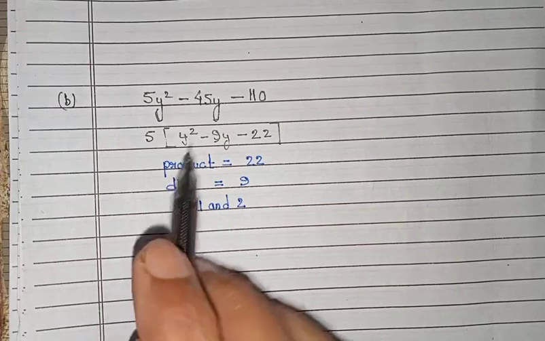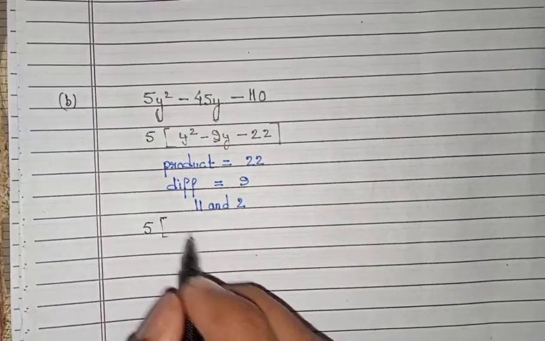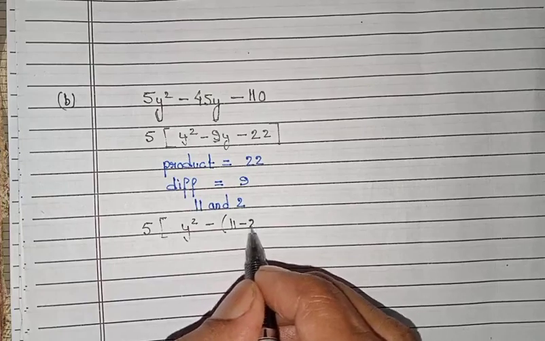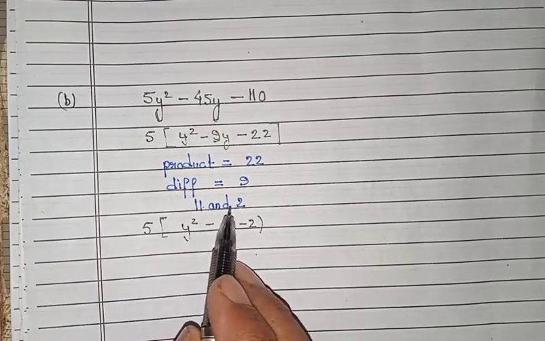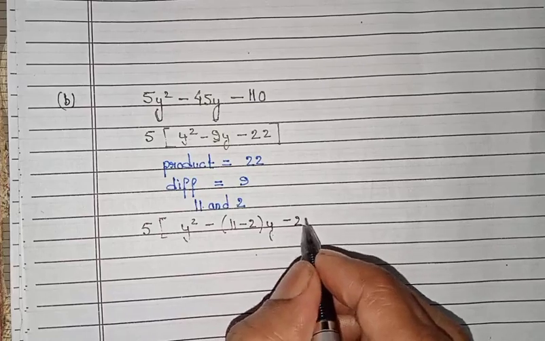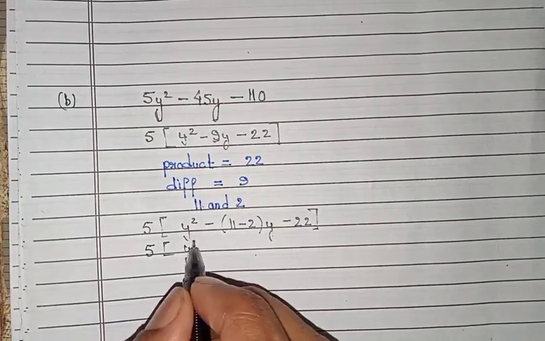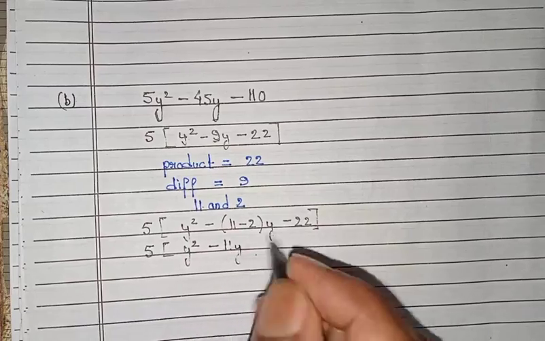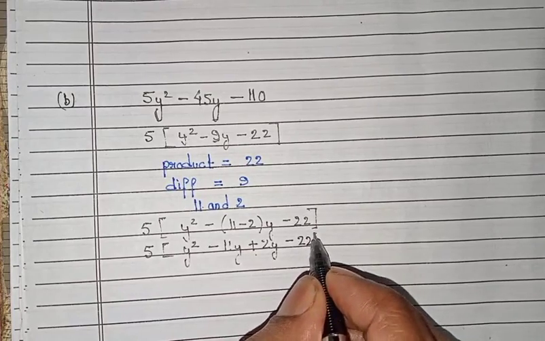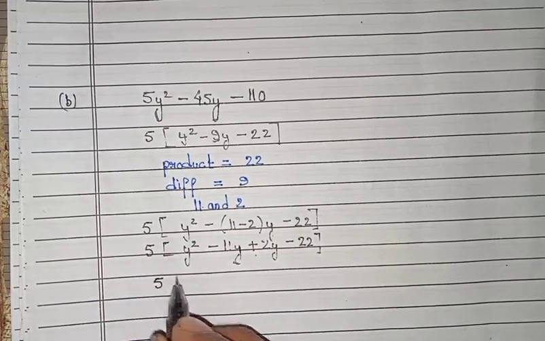Product of these two numbers will give us 22 and the difference of these two numbers will give us 9. Okay, so we are going to split this middle term 9. The rest remains as it is. This is y square. This 9 can be written as 11 minus 2. We got these two numbers and we need to take the difference of these two numbers. So this will give you y square minus 11y plus 2y minus 22, with 5 outside.